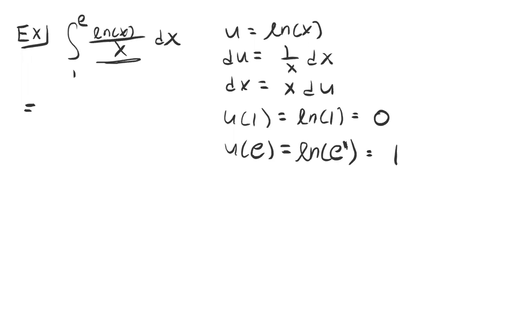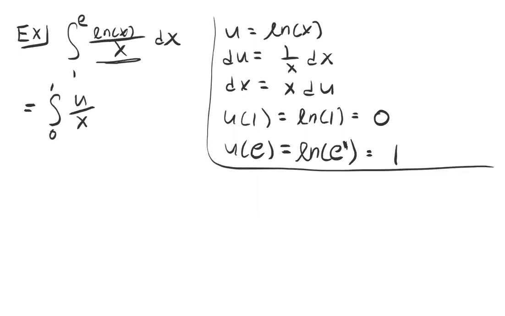And so when I go through and plug these back in, this is going to be the integral, and I'm going to change my bounds now. Instead of 1 to e, it's 0 to 1. ln of x is my u, divided by x, and dx is now x du. So when I cancel these, what I'm going to be left with is the integral from 0 to 1 of u du.